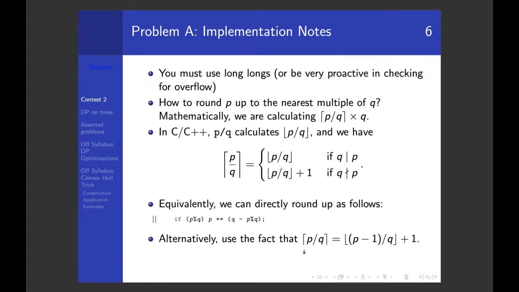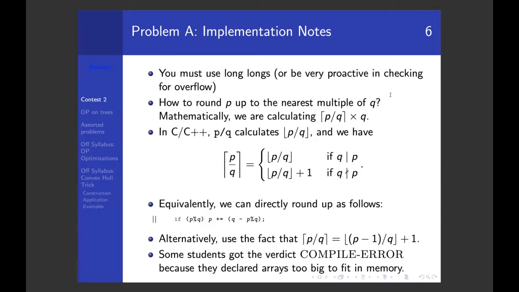Another way of doing it is to use the fact that rounding up is equivalent to subtracting 1, then dividing and adding 1. These are 3 different ways of computing this, which is required in the check. Another note about the problem, some students got compile errors because they declared arrays too big to fit in memory, which is quite large. Just keep that in mind. Make sure that the arrays that you're declaring can fit in memory.